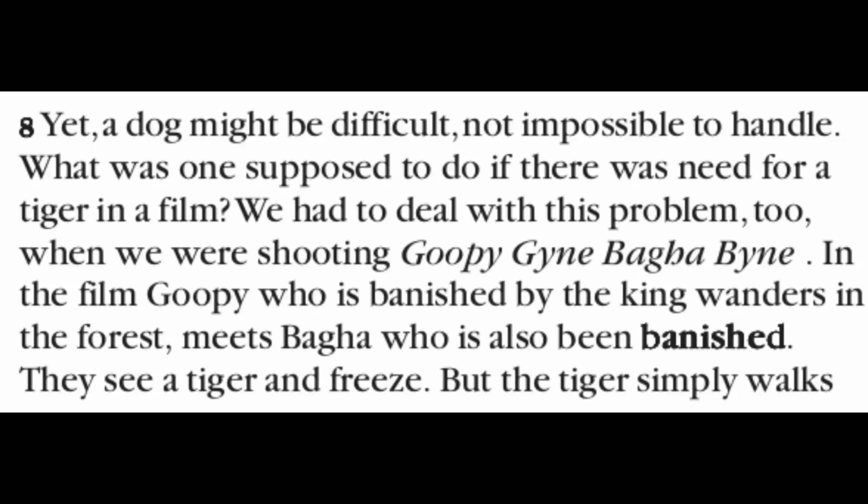Okay, I think you might have understood the paragraph. Here in this paragraph he says, in the earlier paragraphs, up to the seventh paragraph, he talked about using dogs, birds, etc. in a film. But in this eighth paragraph, our author talks about including a tiger in a film. He wanted to shoot a film called Goopy Gyne Bagha Byne. That was the name of the film he wanted to produce. And what happens in that film? What is the story? In the film, Goopy is banished by the king.